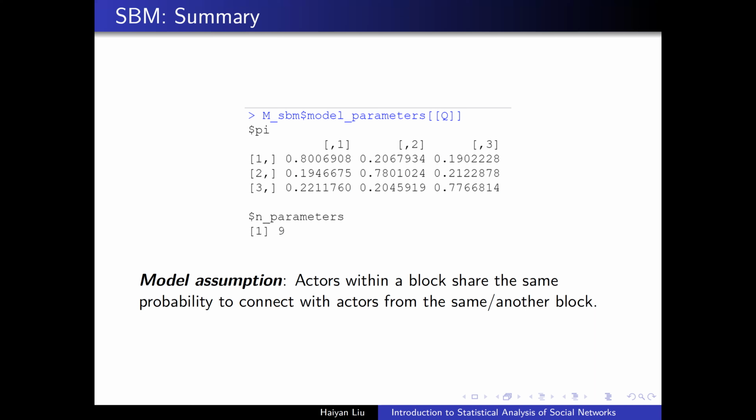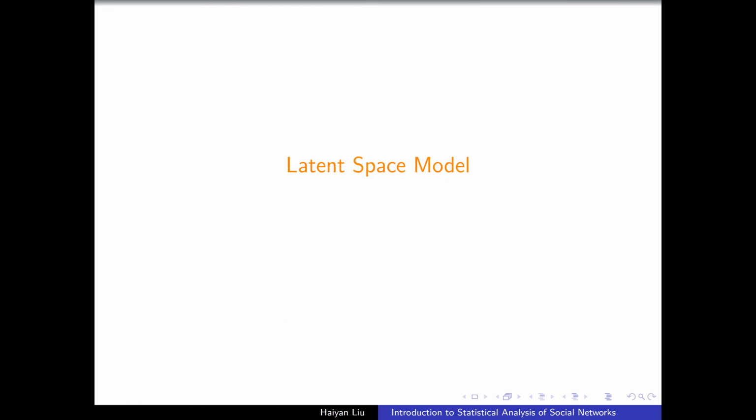In practice, many covariates could explain the formation of connections. So in the following, we're going to introduce another model, which can incorporate covariate information to predict the probability for the existence of a connection between two nodes. The second model is the latent space model.